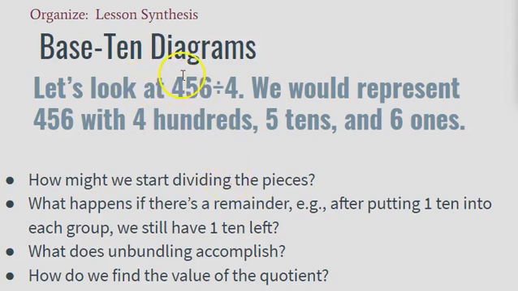If you look at 456 divided by 4, you can think of it like this, right? As partial quotients, 4 goes into that 400 one time, right? So one group of 100. Then that leaves us with 100. Subtract out, you're still left with 56. 4 goes into that 5 one time, right? So that's 40. So 56 minus 40 gives you 16.